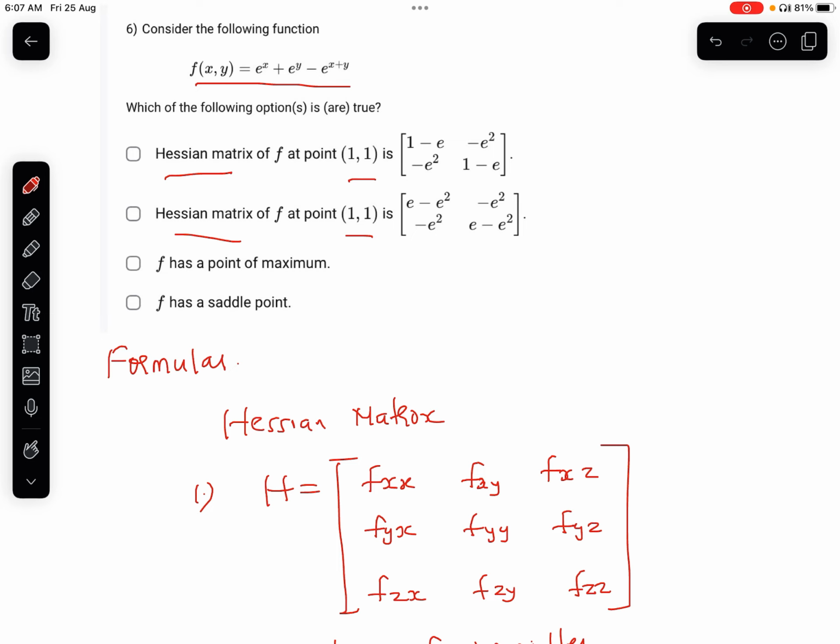And similarly, if you see options 3 and 4, so f will be the point of maximum or f will be having the saddle point. So either option 3 or 4 will be the correct answer. Therefore, two options will be the correct answer. So let us check.